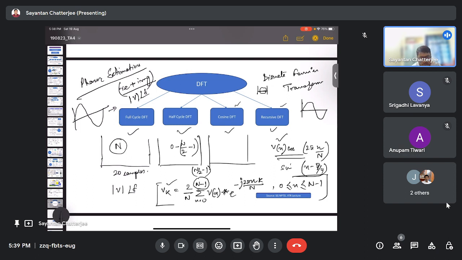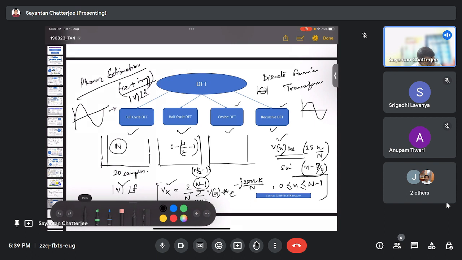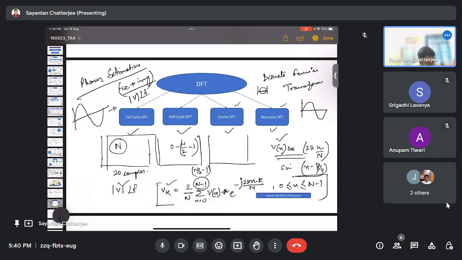Generally, recursive DFT is used, where it is like the full cycle DFT, but we already have the information of the full cycle DFT. We just do one thing when we use the recursive DFT. If this was our previous window, now we have this as the next window. So we just discard one sample from this part. This sample is discarded and this sample is included.